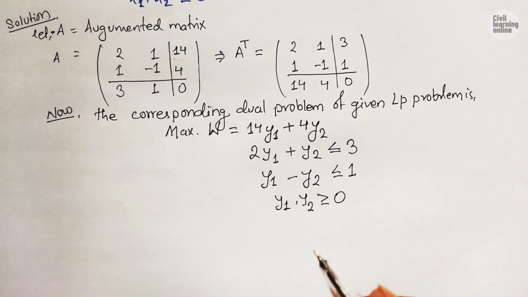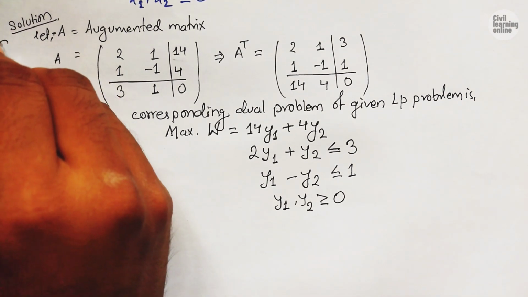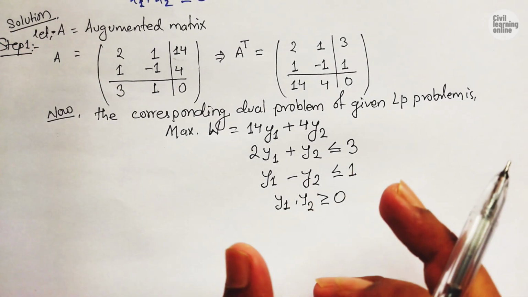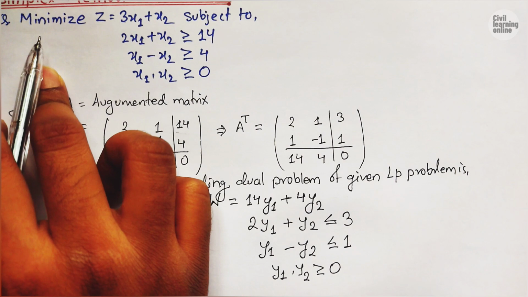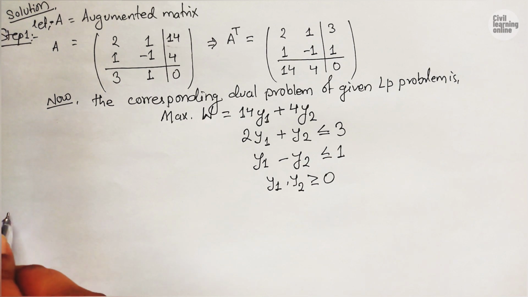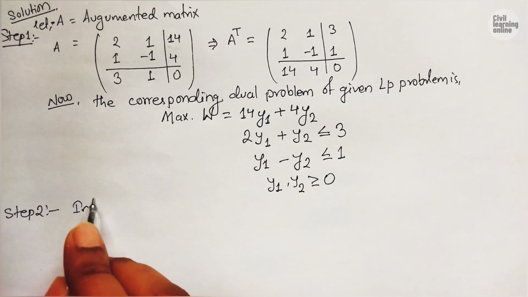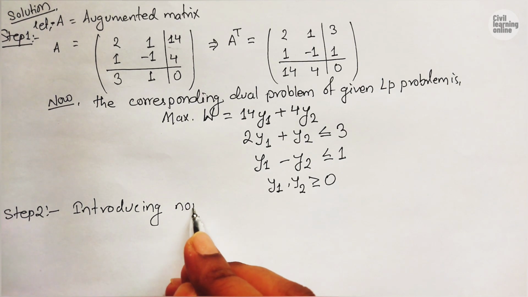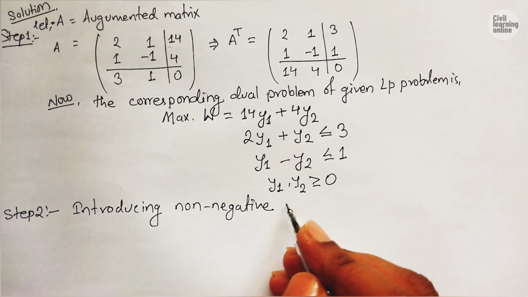So what we need to do is introduce some non-negative slack variables. That was our step 1. In step 1 we formed the corresponding dual problem of the given linear programming problem, because the question was based upon minimization, so we have written it as maximize W. Now we have step 2, and in step 2 we will introduce non-negative slack variables.